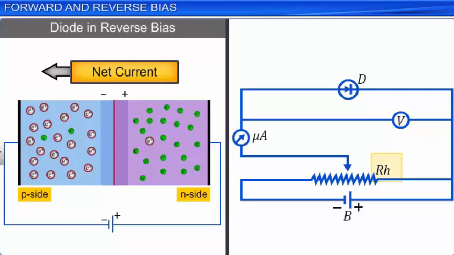The diode is connected to the terminals of the battery such that its P side is now connected to the negative terminal of the battery, and the N side of the diode is connected to the positive terminal of the battery.